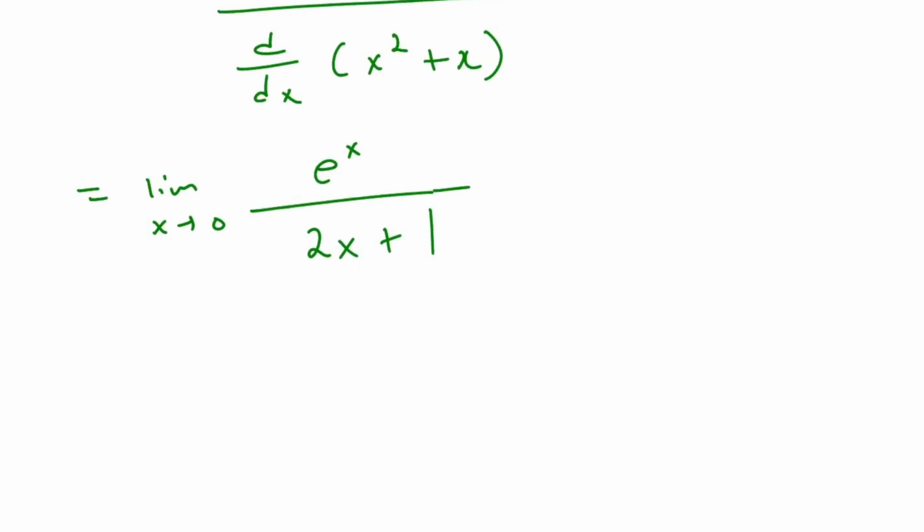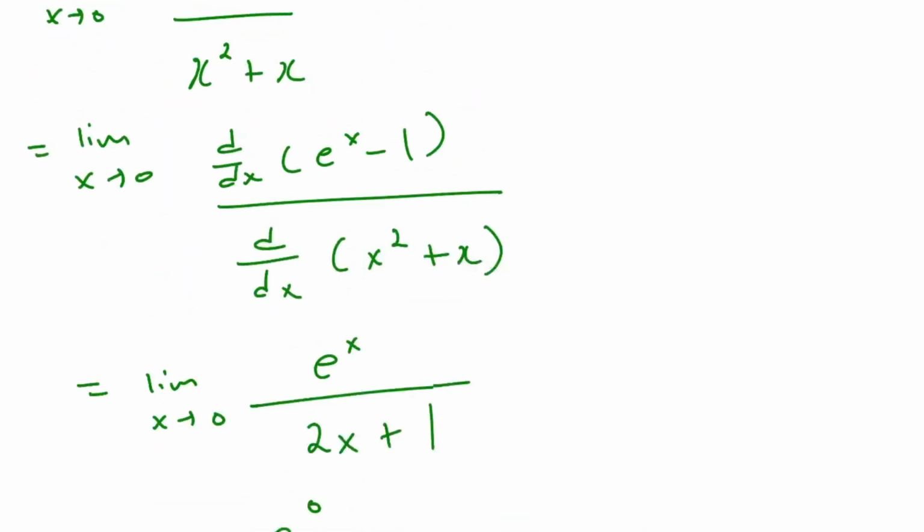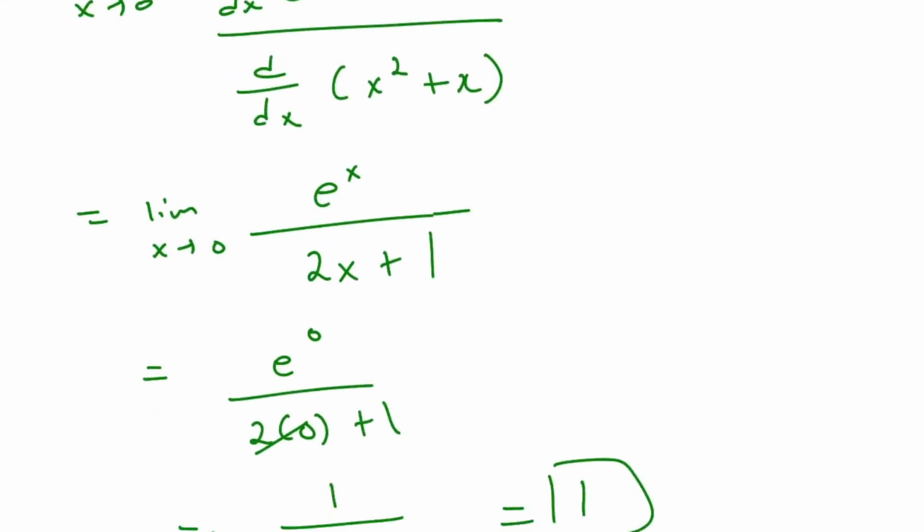And remember, we're just using the power rule. Alright, so now we have this. Let's just plug in our 0. We're going to get e to the power of 0 over 2 times 0 plus 1. We are basically going to get a value of e to the power of 0 is 1, so it would be 1 over 1. So our answer again here is 1. Alright, look at how easy this question became with L'Hôpital's rule.